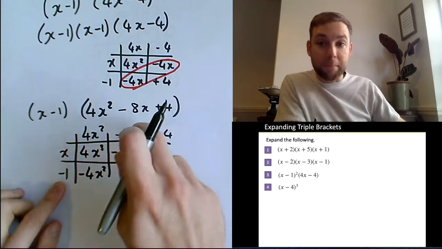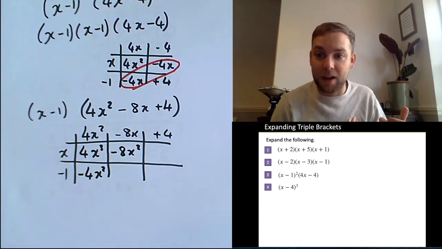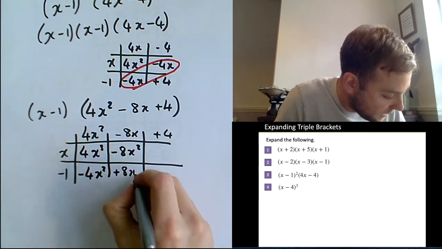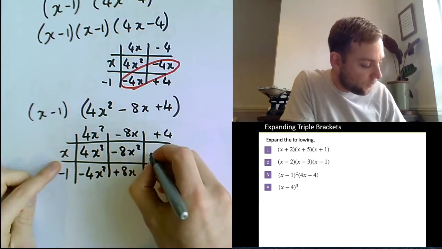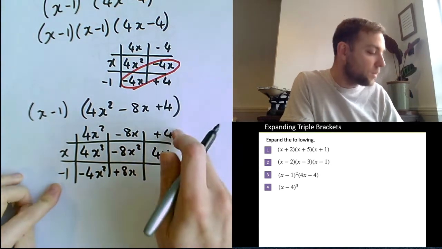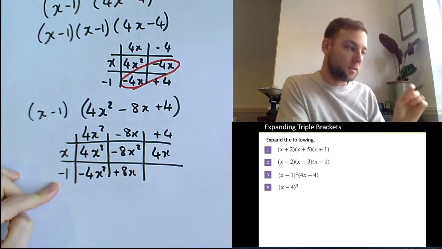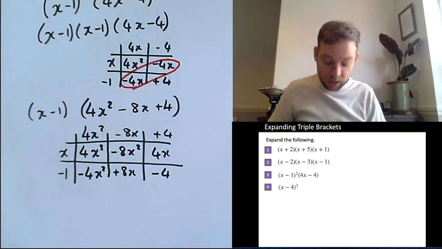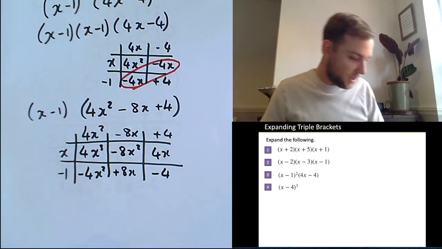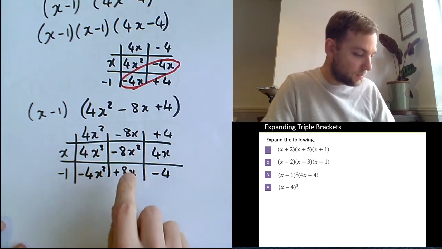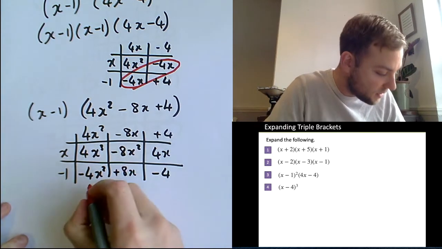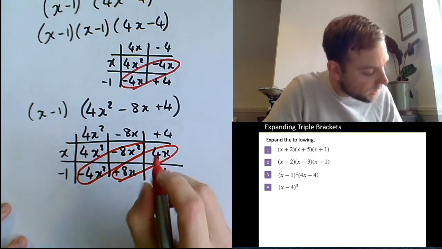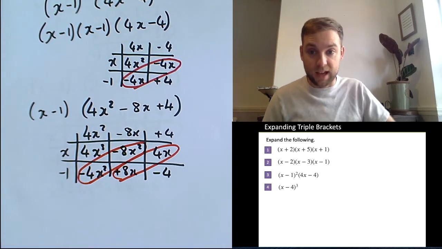Minus 1 times by minus 8, remember I'm thinking about that. Minus 1 times by minus 8 is positive 8x. X times by 4 is 4x, and minus 1 times by positive 4, negative times a positive is a negative, so that's going to be minus 4 there, like so. Check the diagonals. Yes, the diagonals, x squared, x, and x, so they're the ones that simplify. Remember, if the diagonals don't simplify, it's worth checking the other ones as well to see whether they simplify.